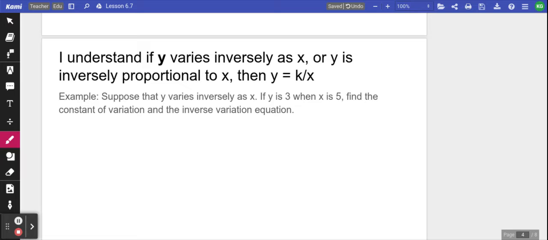If y varies inversely, or if y is inversely proportional to x, then my constant is divided by x. So I start with y equals k divided by x because it says y varies inversely as x. If y is 3 when x is 5, find the constant of variation. So times both sides by 5 would give me k equals 15. And write the inverse equation. So y equals 15 divided by x.